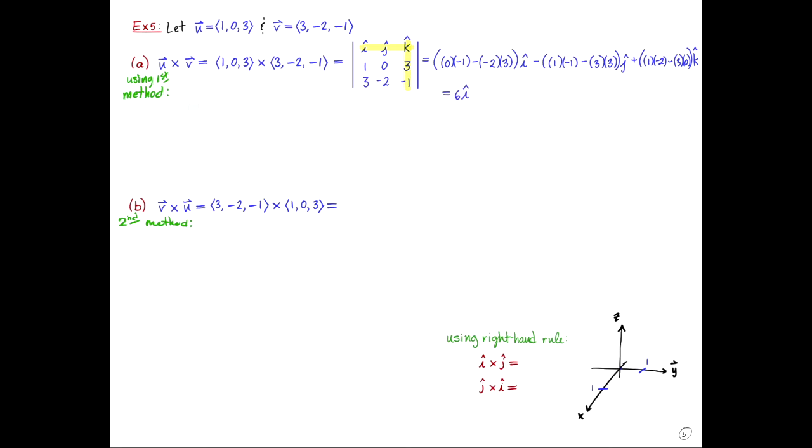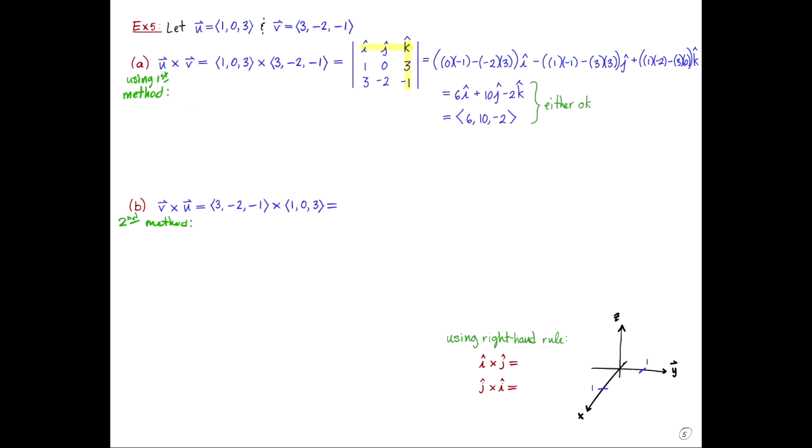This is equal to 0 minus a negative 6 gives us 6i. Negative 1 minus 9 is negative 10. Negative 10 gives us plus 10j. In our k component, we have negative 2 minus 0 times k, giving us negative 2k. It's fine to leave your answer just like this, or if you want to put it in vector form, you can write it as 6, 10, negative 2. Either form is okay.